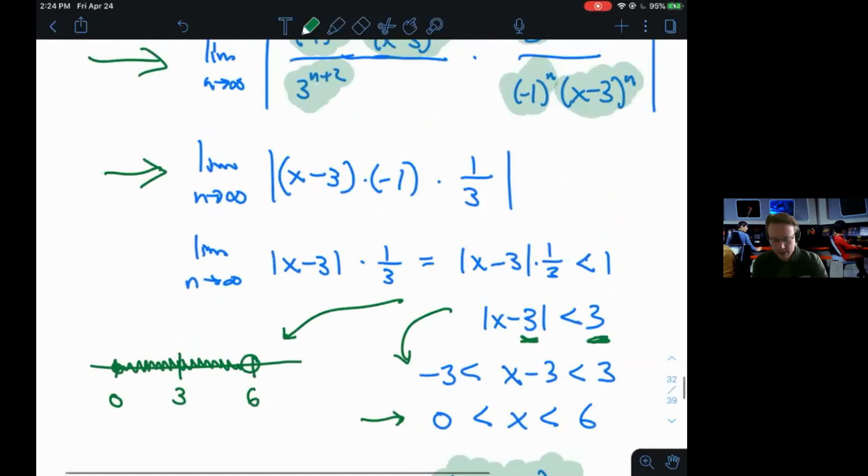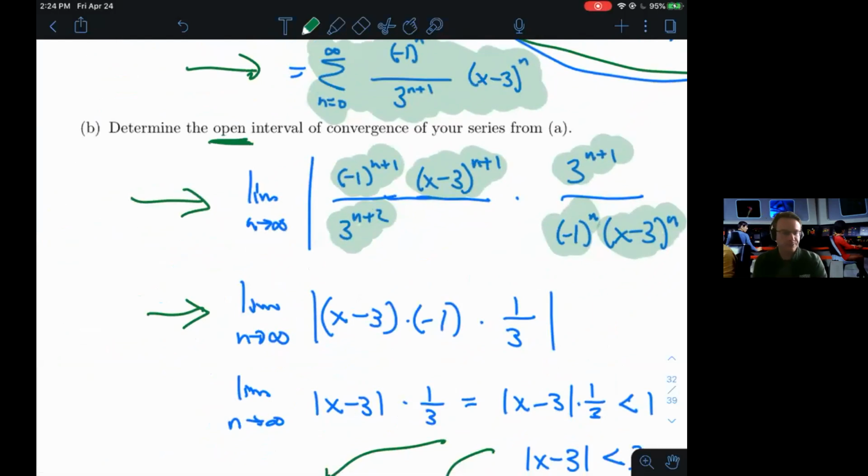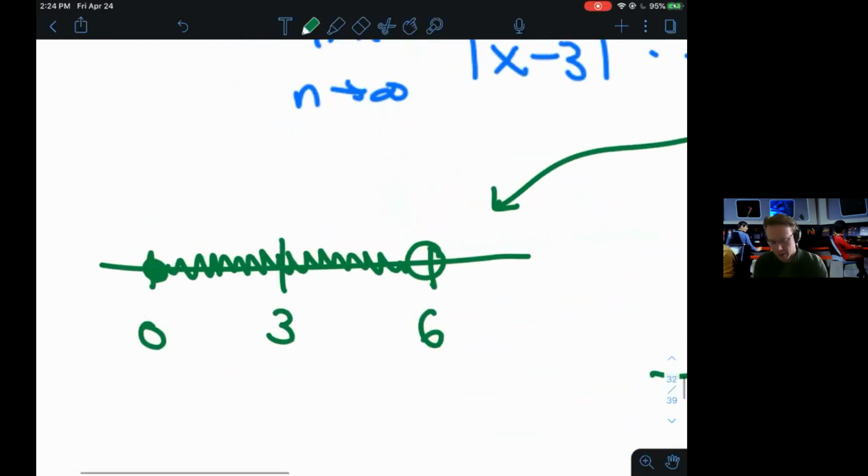Now, one last thing before I open it up to more questions about this. Notice that this did say the open interval of convergence. With the open interval, you don't care about the endpoints. But we've also seen scenarios where it just asks for the full interval of convergence, and it doesn't specify this term open, in which case you want to know at those endpoints, should 0 be included here? Should 6 be included here?